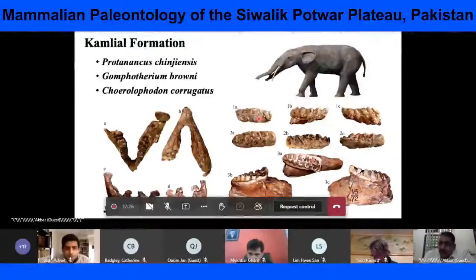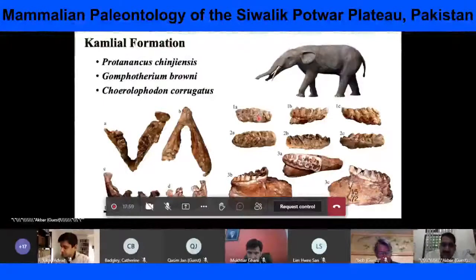The oldest formation of the Siwalik group is the Kamlial formation. It is named after the village Kamlial, located in the Attock district of Potwar Plateau. This formation represents limited faunal elements, and most elements are fragmentary in nature. Much of these represent basal elements of the mammalian orders.